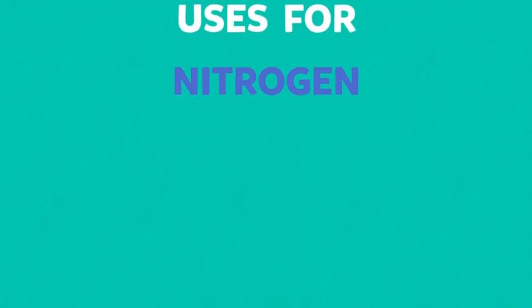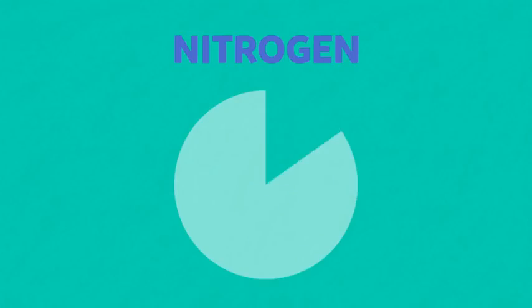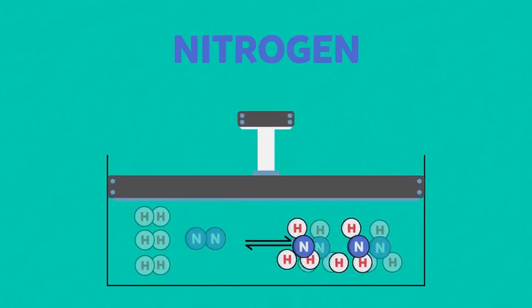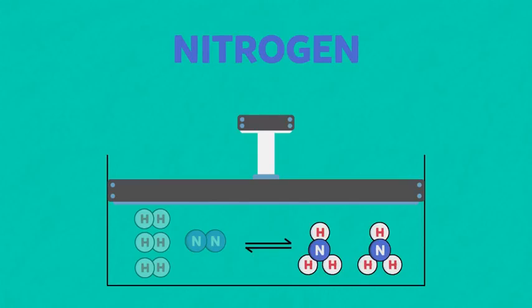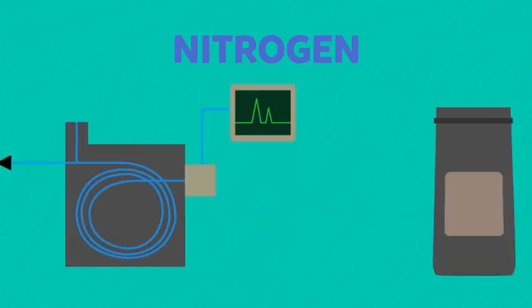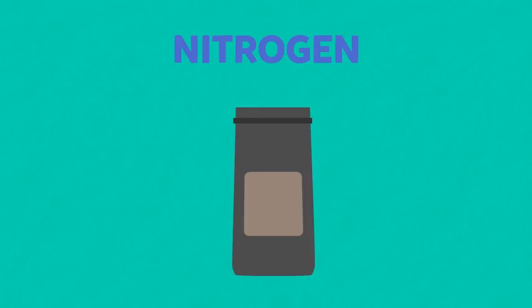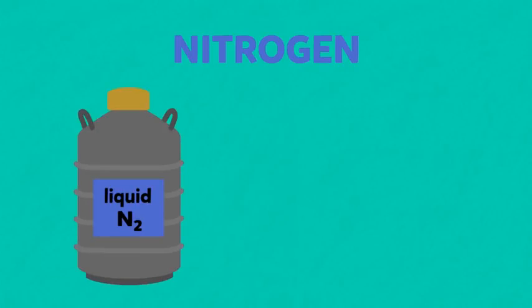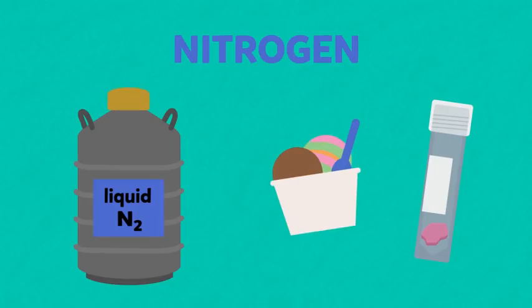Now, the important uses for nitrogen are creating an inert atmosphere for chemical processes, the Haber process for the manufacture of ammonia, gas chromatography, packing oxidizable foods such as ground coffee, and also liquefied nitrogen can be used for the freeze-drying of food and preservation of tissue samples.